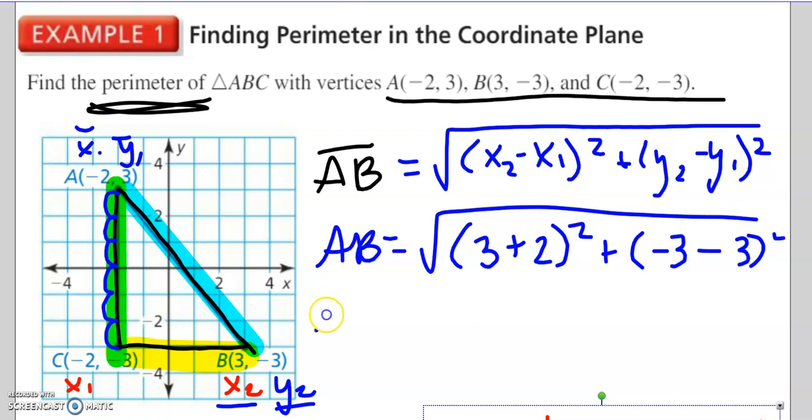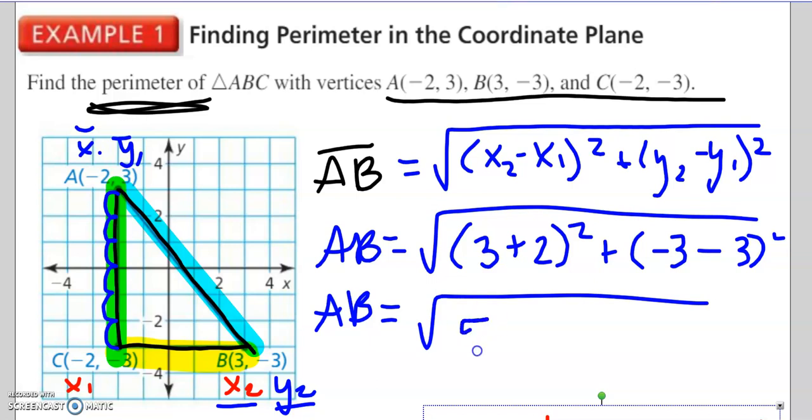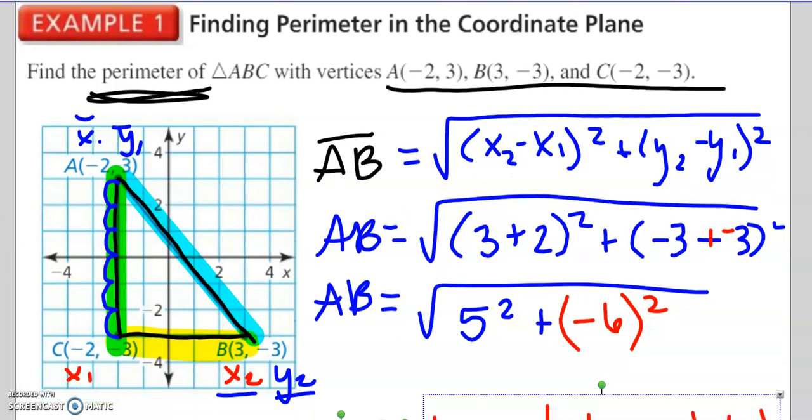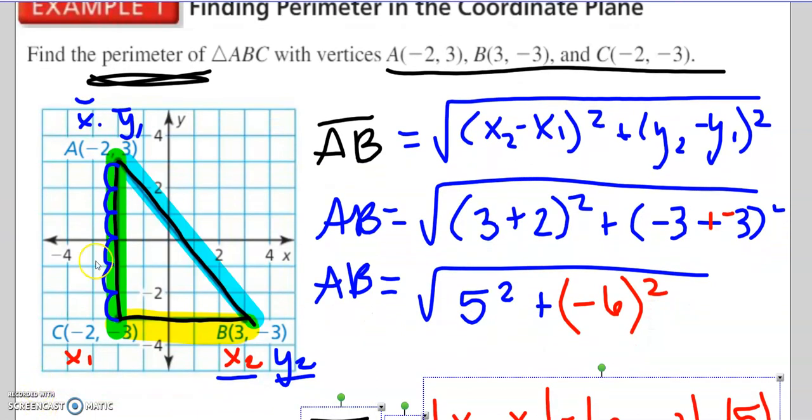Okay? We'll keep simplifying. The length of AB equals 3 plus 2 gives me 5 squared, plus negative 3 minus 3. Negative 3 minus 3, I'm subtracting a negative, so it becomes a negative 6, right? Negative 3 minus 3 gives me a negative, I'm going to put that in parentheses, negative 6 squared. Wow, totally just had a brain loss memory there.